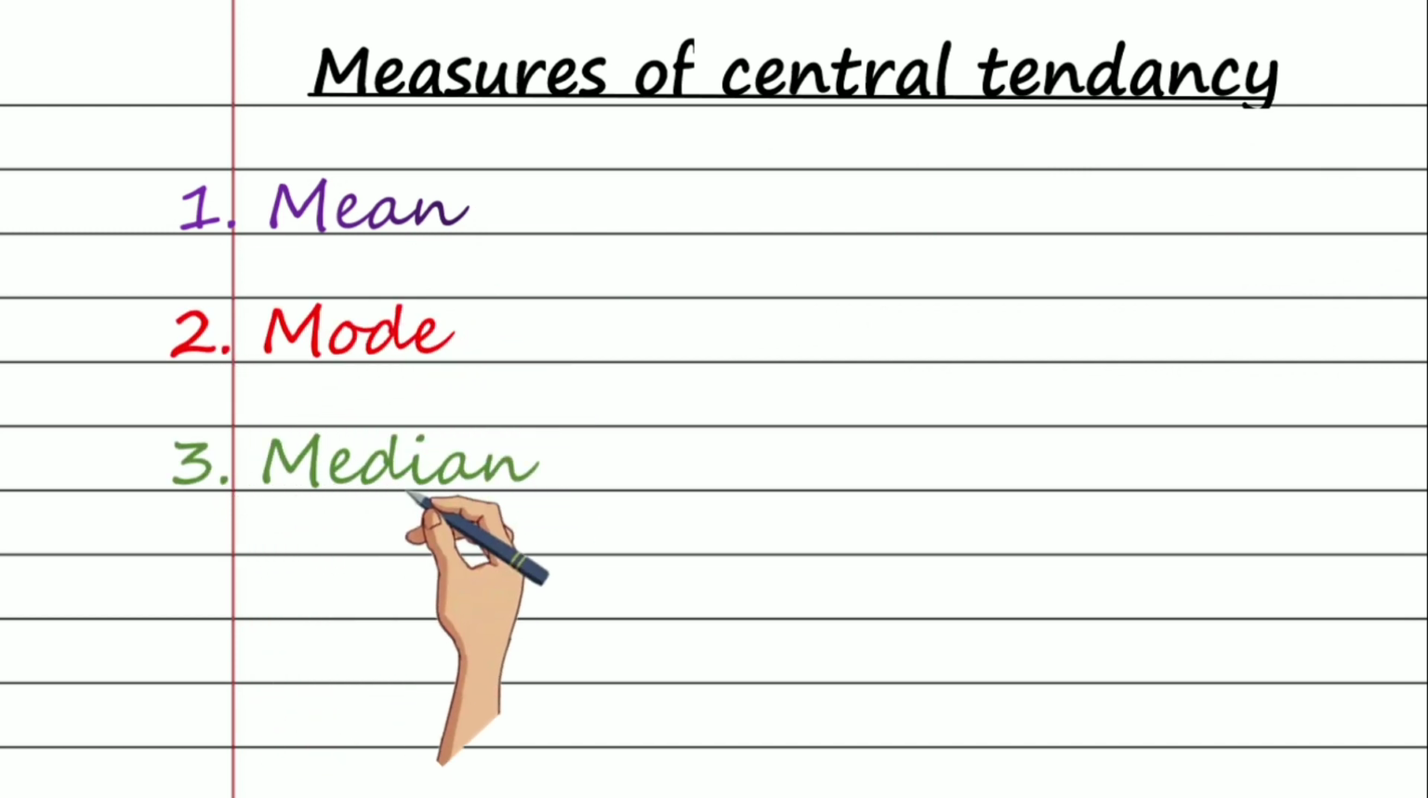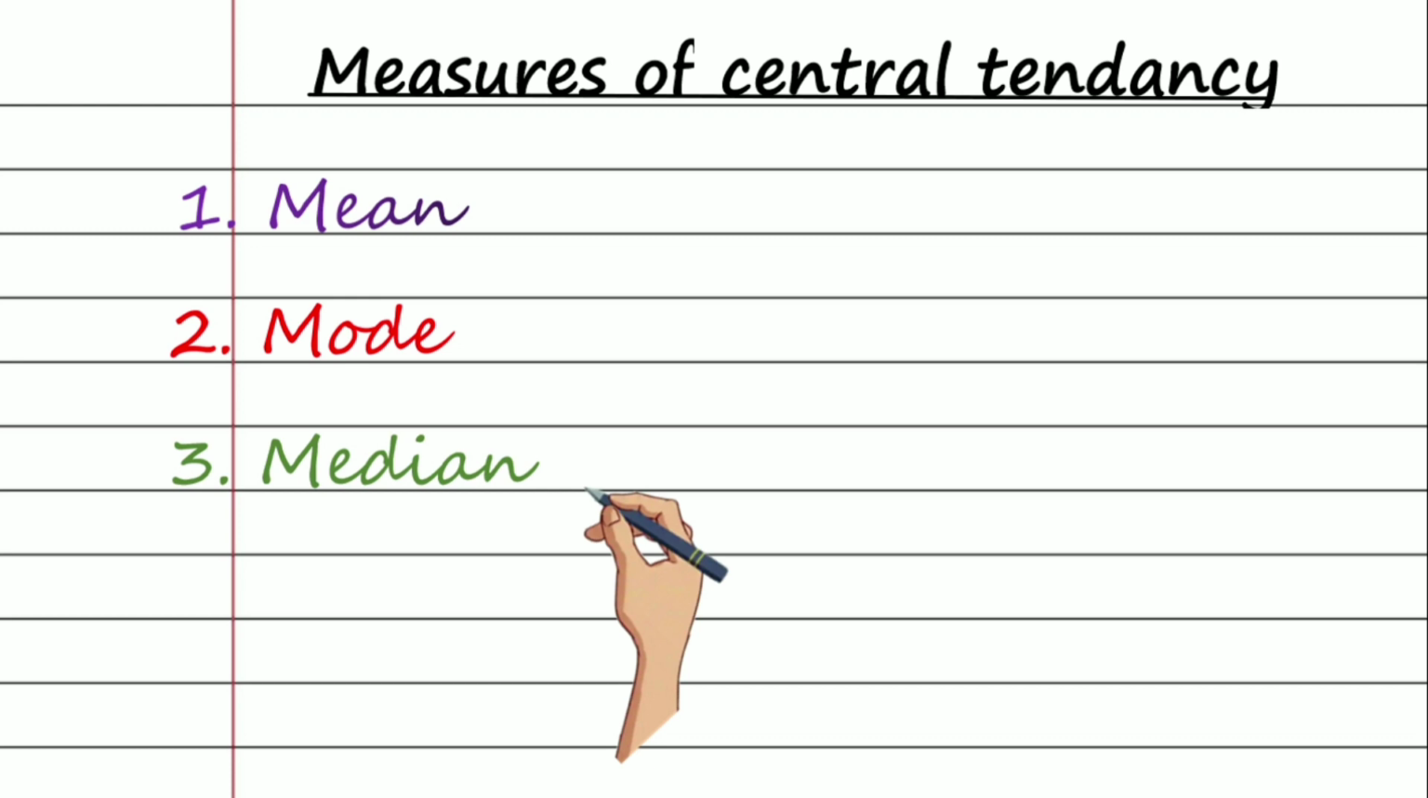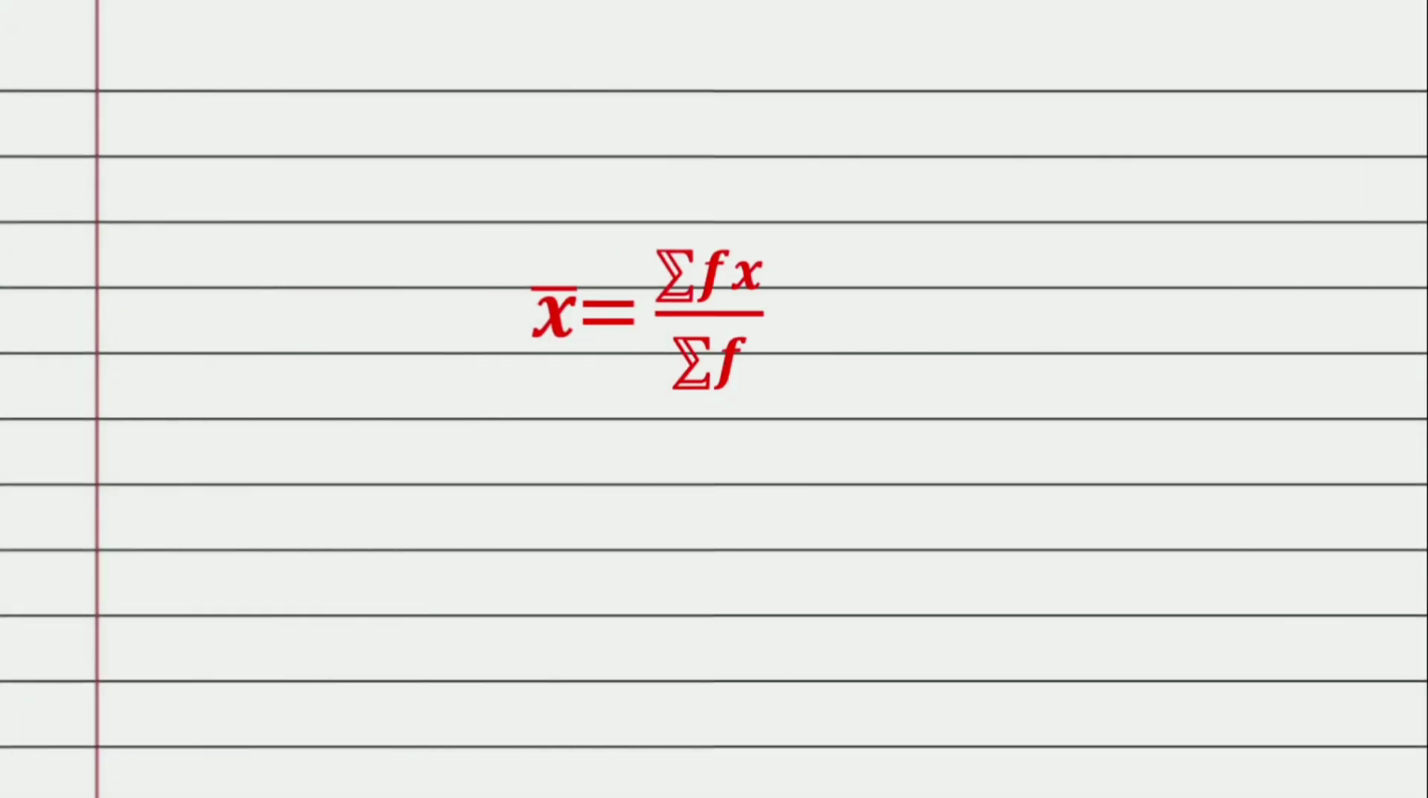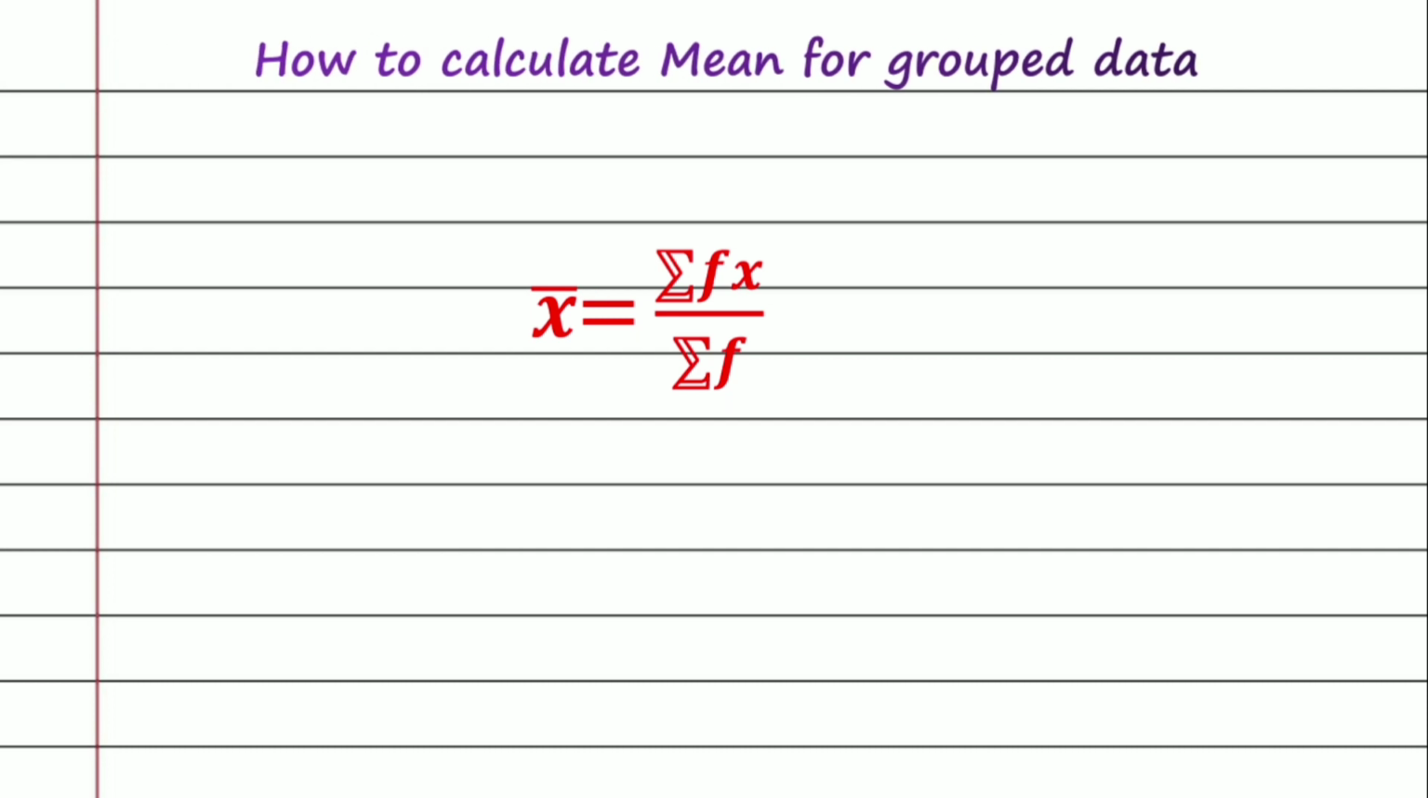First up, we'll explore finding the mean of grouped data. Here's the formula we'll use, where f represents frequency and x represents the midpoints of each class interval. To make things clear, let's jump into a practical example.